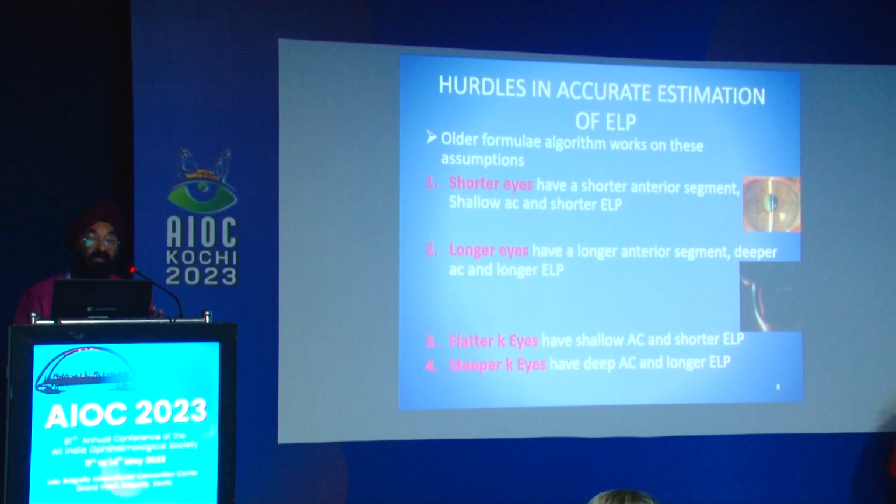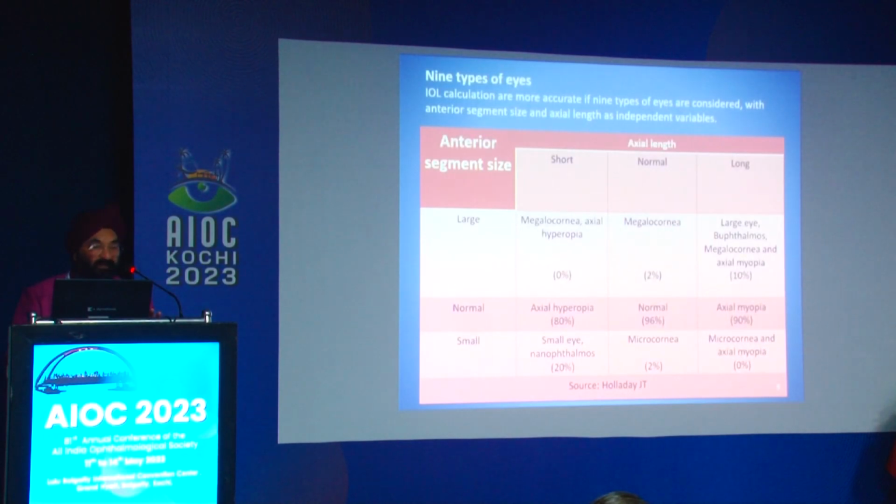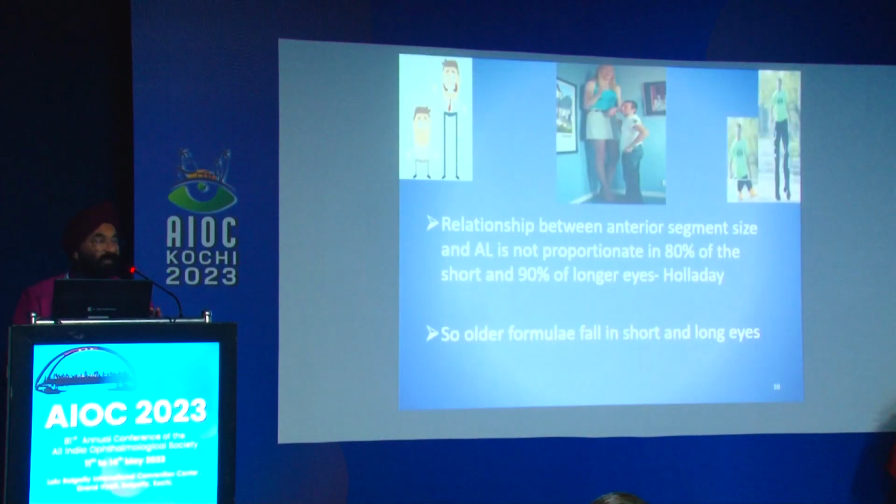There were more hurdles in accurate estimation of effective lens position, because older formulas assumed that shorter eyes and flatter Ks have a shallow anterior chamber and shorter effective lens position, in contrast to longer eyes and steeper Ks, which have longer effective lens position. But Holladay taught us that there are 9 types of eyes. Even in eyes with a normal anterior segment, 80% may have short axial length and 90% may have long axial length. And in patients with normal axial length, 2% may have a shallow or deeper anterior chamber depth. So the relationship between anterior segment size and axial length is not proportionate in 80% of short and 90% of long eyes. Older formulas are bound to fail in shorter and longer eyes.